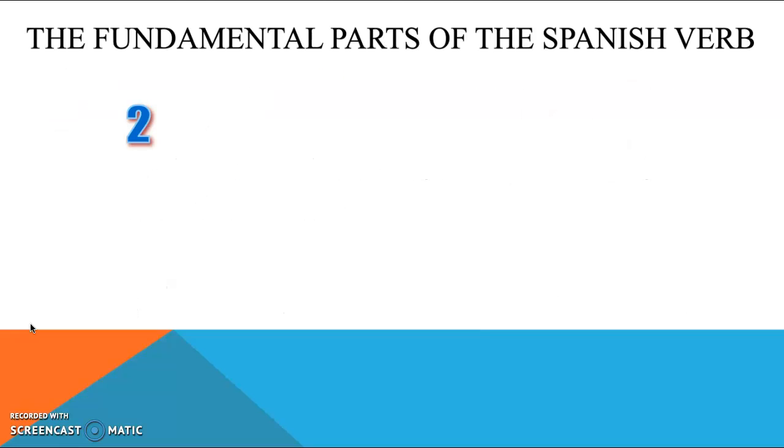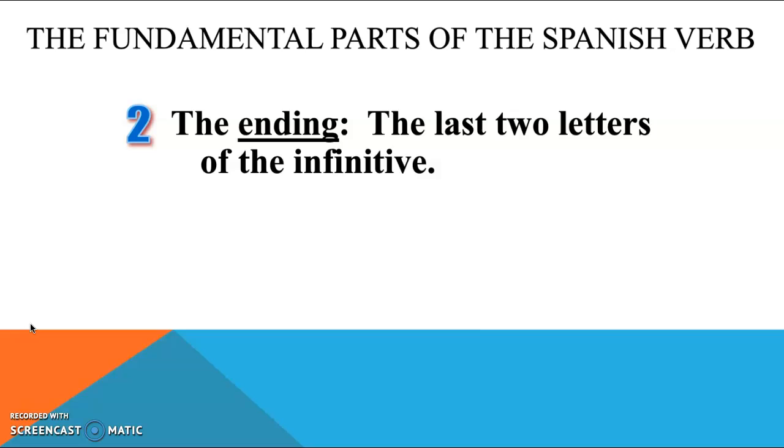Our second part is the ending. So how do I tell what the ending is? The ending is just the last two letters of the infinitive. So again, looking at the verb, you're going to go to the very last two letters. It's going to tell you what type of verb it is.